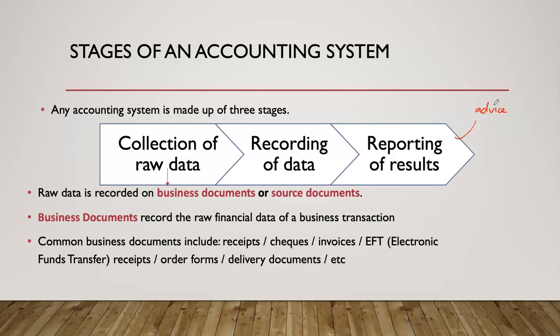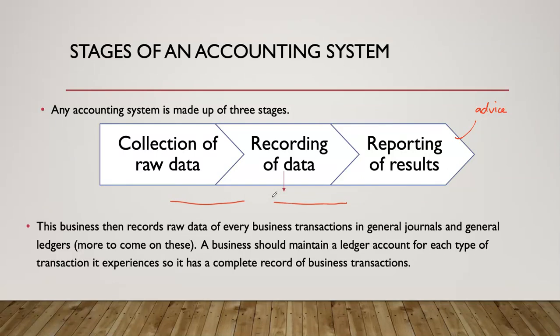When we're thinking about collection of raw data, this is where the business documents come in. Raw data is recorded on business documents, or another term is source documents. So I want you to think of these documents as being the record of the raw financial data of the business transaction. This is where we get the information. Common documents include receipts, checks, invoices, electronic fund transfers, order forms, and delivery documents. And our goal is to understand what all of these mean.